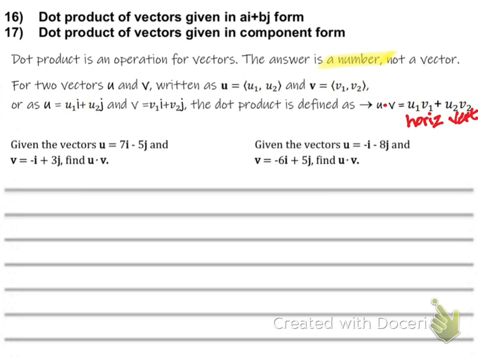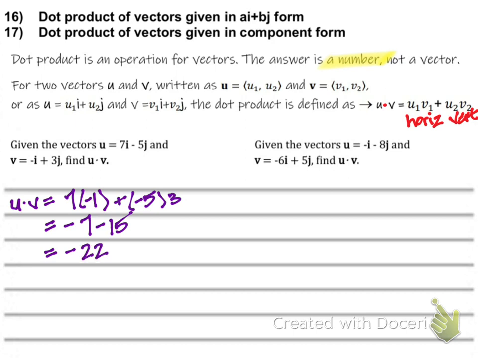So if I want to do u dot v here for this first guy, I'm doing the product of the horizontal components. So it's 7 times negative 1, right? If that's a negative i, plus the product of the vertical components, negative 5 times 3. So I'm going to have negative 7 minus 15. So negative 22. So again, it's just a number.